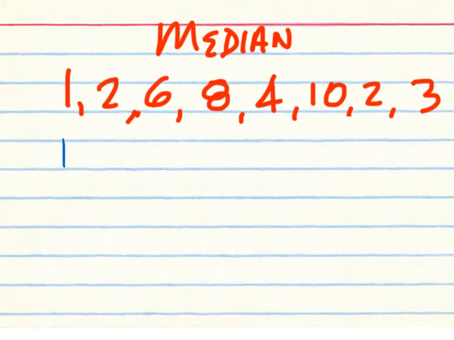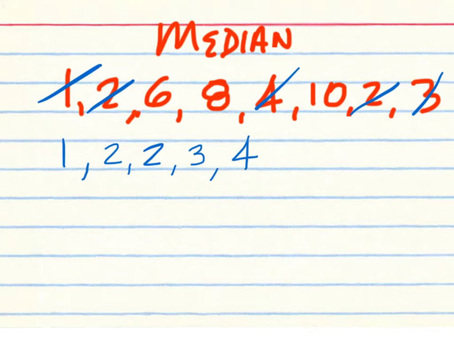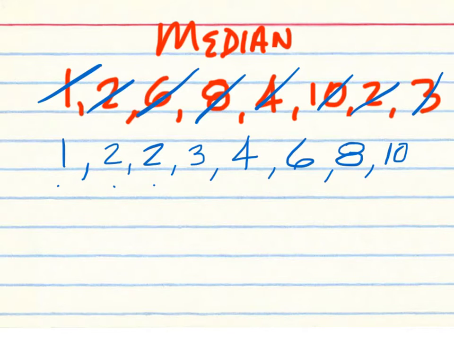Again, put the numbers in order from least to greatest. So we have 1 to start with, and then we have a pair of 2s, and then a 3, 4, 6, 8, and 10. We have 1, 2, 3, 4, 5, 6, 7, 8 numbers.